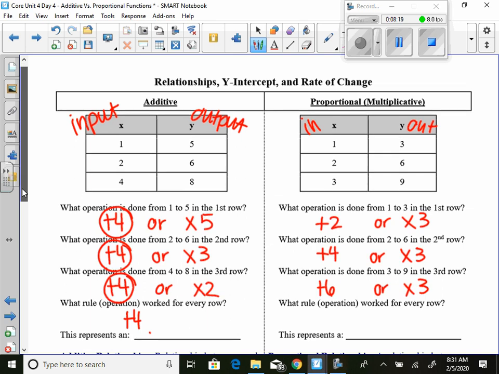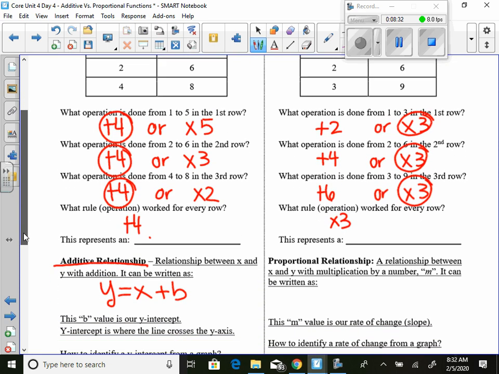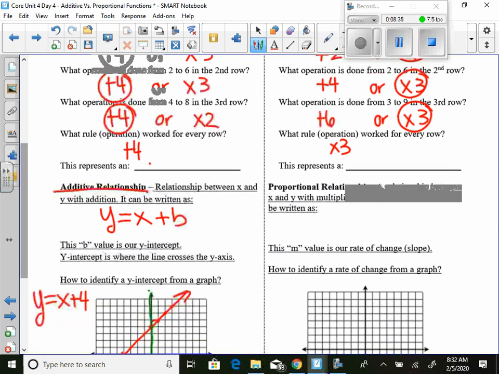So then we ask ourselves what rule or operation worked every single time. Every single time I was able to see that I multiplied by 3. So this is a proportional relationship. It's a relationship between x and y with multiplication by a number, m. And it can be written as y equals mx. And whenever I put a number next to an x, it means that I'm going to multiply. So m is our rate of change, or our slope.